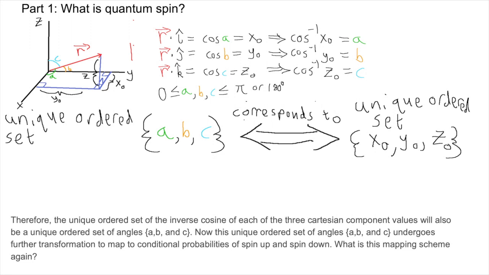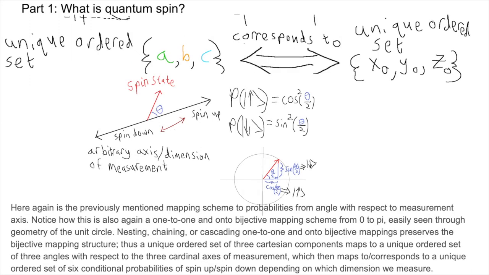Now, this unique ordered set of angles A, B, and C undergoes further transformation to map to conditional probabilities of spin up and spin down. What is this mapping scheme again? Here again is the previously mentioned mapping scheme to probabilities from angle with respect to the measurement axis. Notice how this is also again a 1-to-1 and onto bijective mapping scheme from 0 to pi, easily seen through the geometry of the unit circle. Nesting, chaining, or cascading 1-to-1 and onto bijective mappings preserves the bijective mapping structure. Thus, a unique ordered set of 3 Cartesian components maps to a unique ordered set of 3 angles with respect to the 3 cardinal axes of measurement, which then corresponds to a unique ordered set of 6 conditional probabilities of spin up and spin down, depending on which dimension we measure.